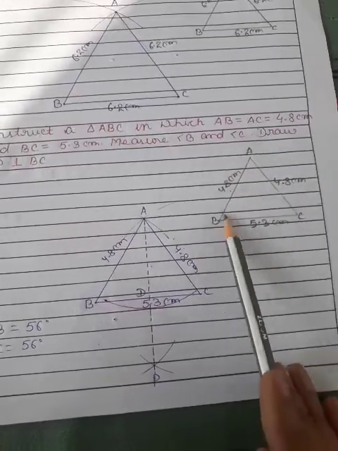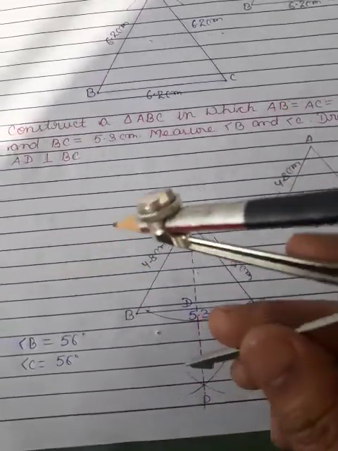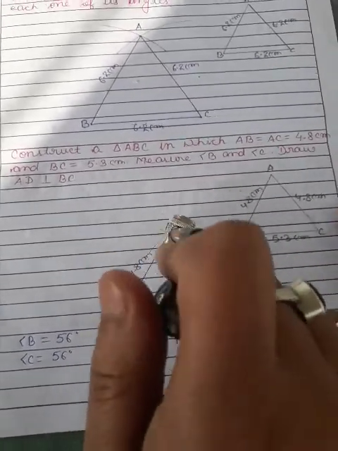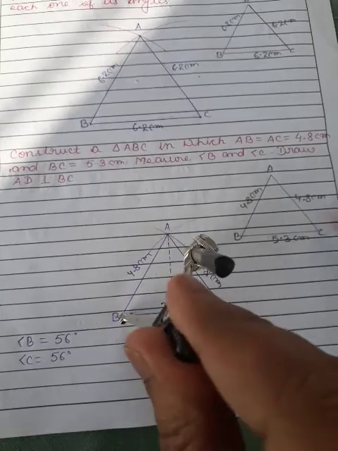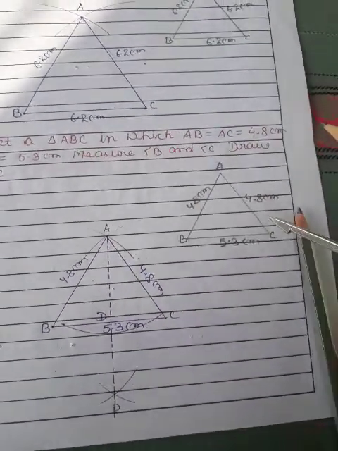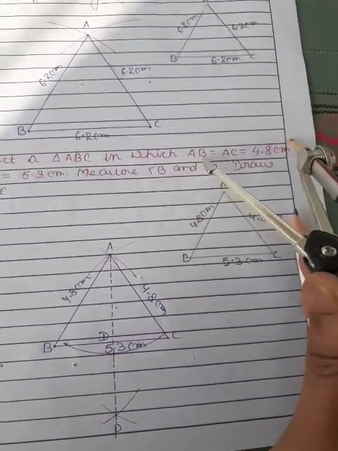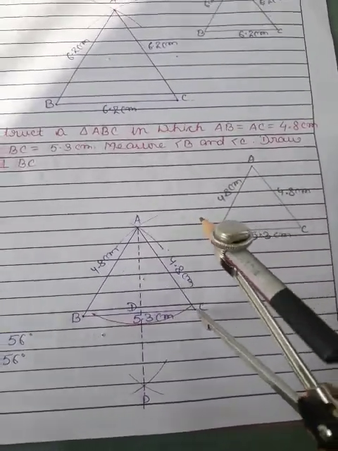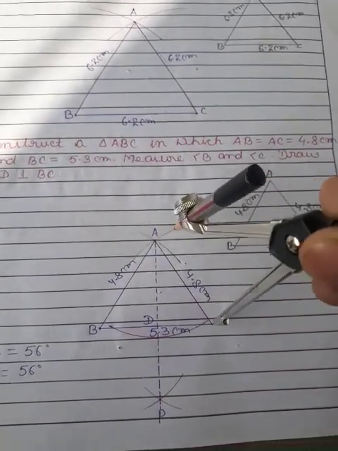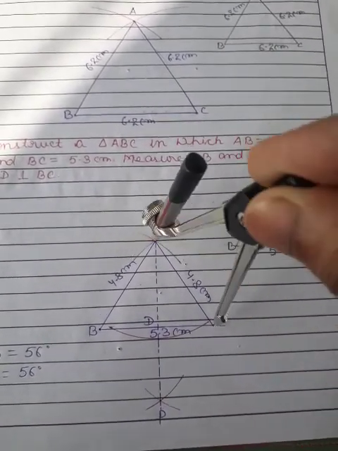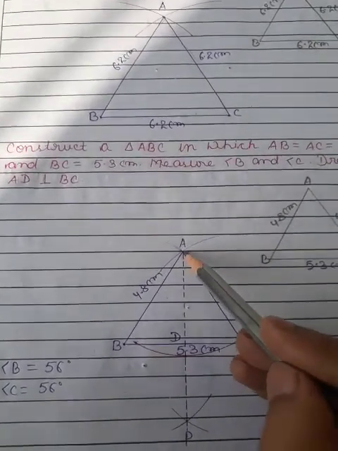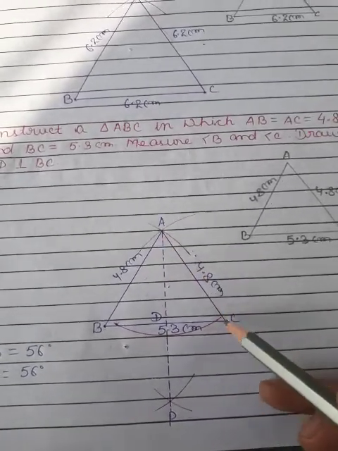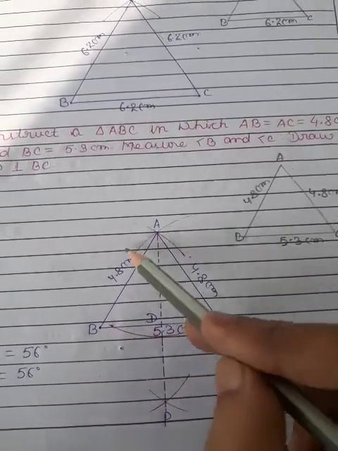So we will draw BC 5.3 centimeter. Now AB is how much? 4.8 centimeter. So once again measure 4.8 with the compass, and then put on B and draw one arc, 4.8 like this. Then AC is given how much? Again 4.8, because both the sides' values are given equal. So keep on C and we will cut this arc 4.8. Now both the arcs are meeting at this point. From this point we will join to B, and then from this point we will join to C. This is our required triangle.